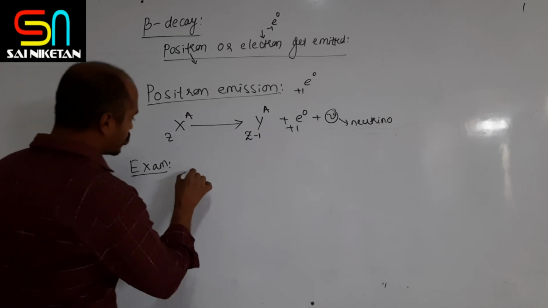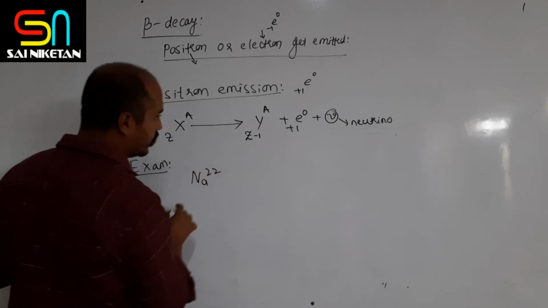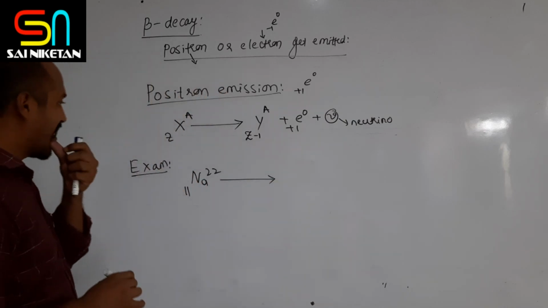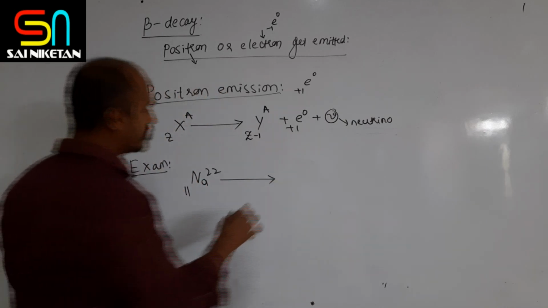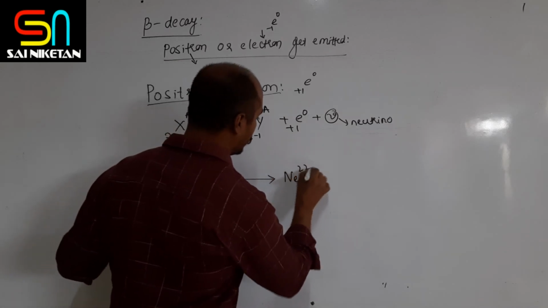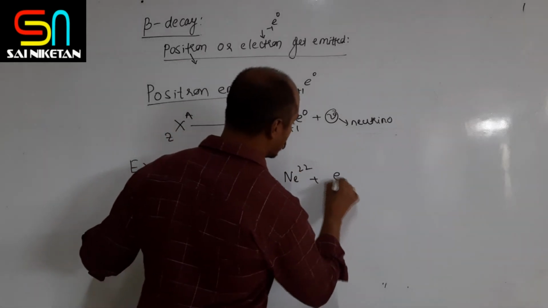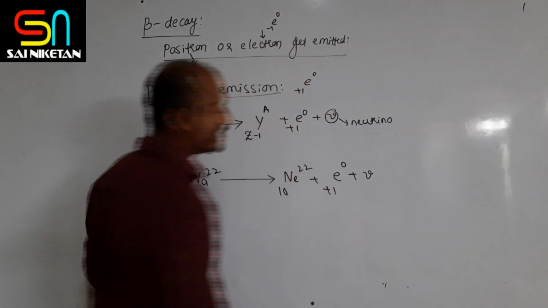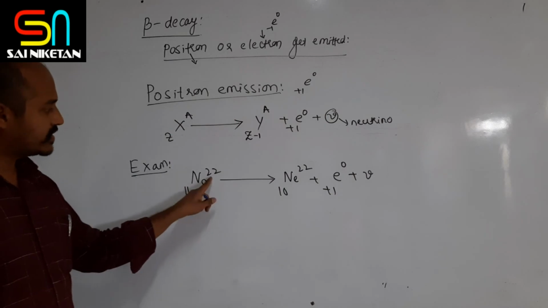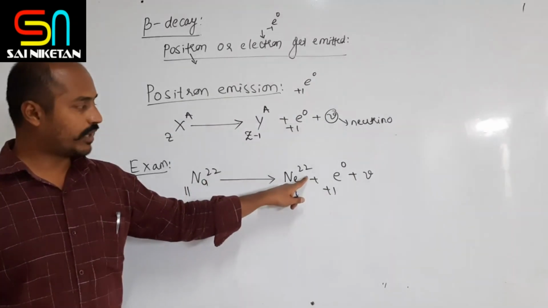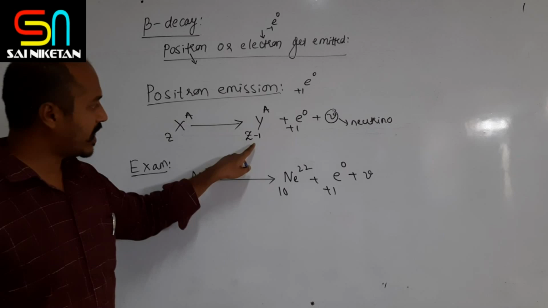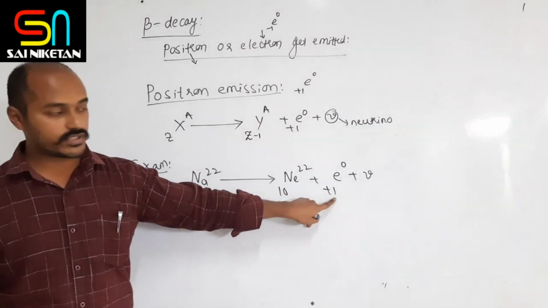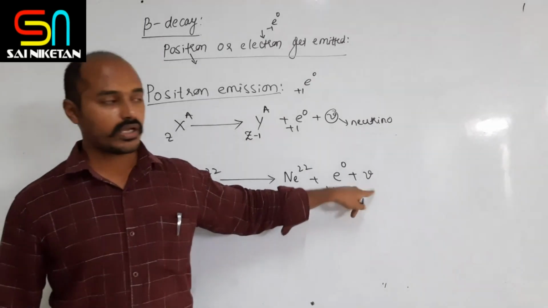For example, if sodium 22, 11 undergoes beta decay, it forms Ne 22, 10, plus a positron is emitted and a neutrino is emitted. So in this example of Na, you can see the mass number remains the same, but the atomic number is reduced by 1, along with the emission of a positron and a neutrino.